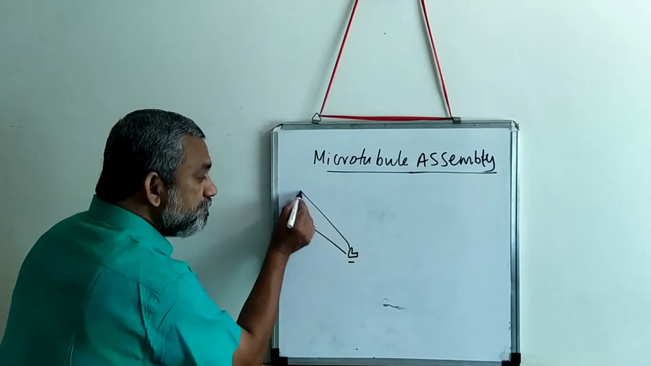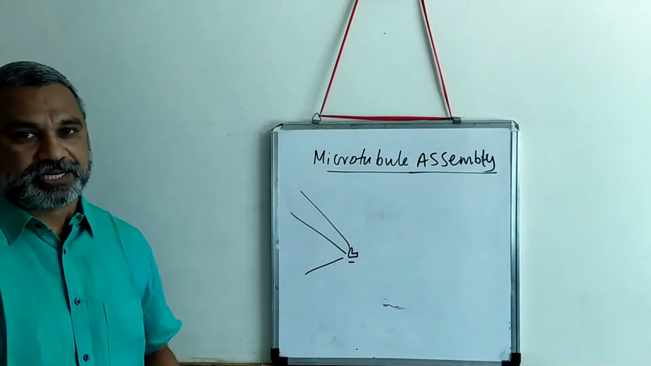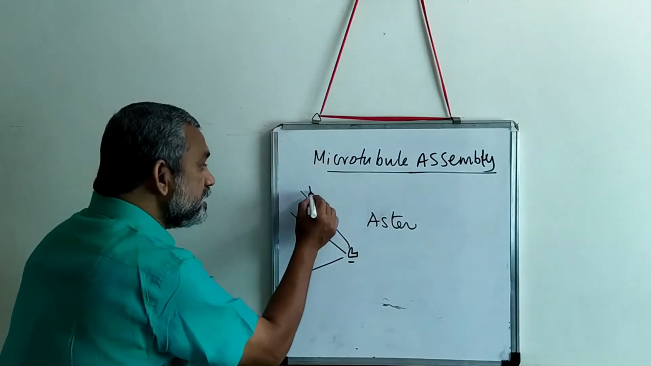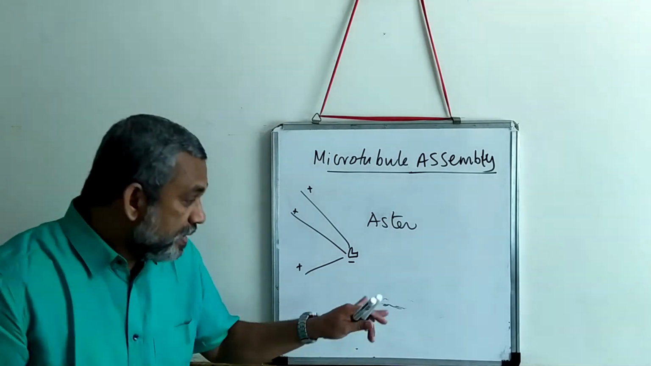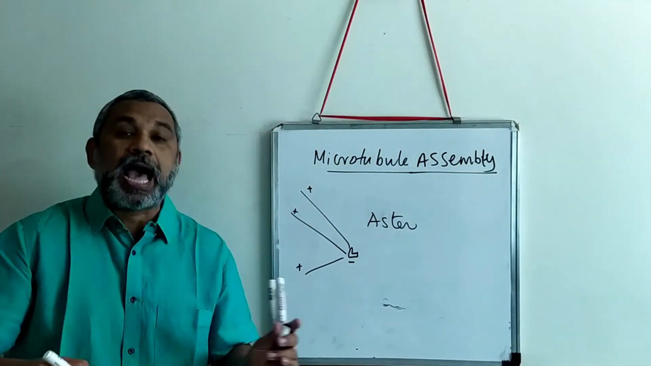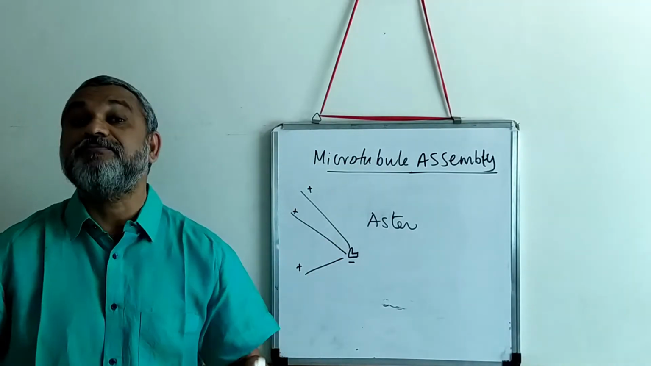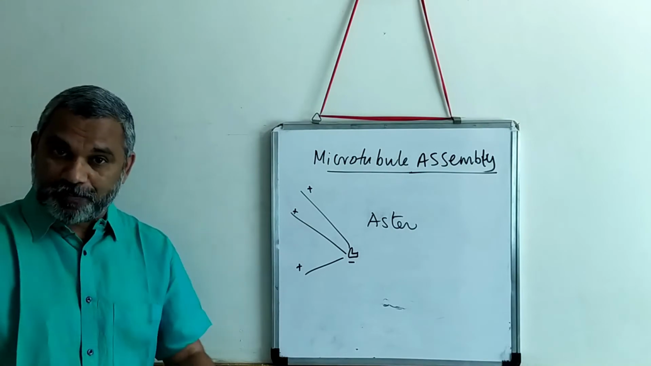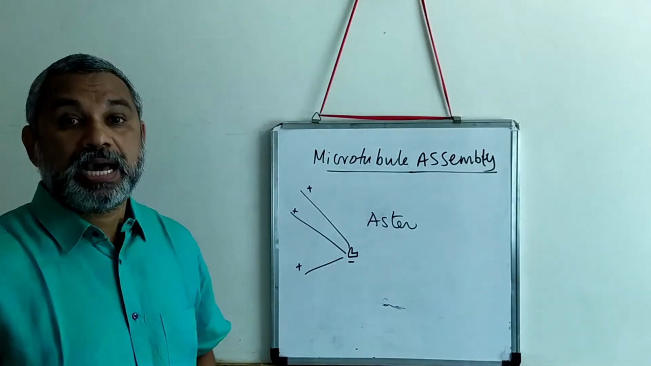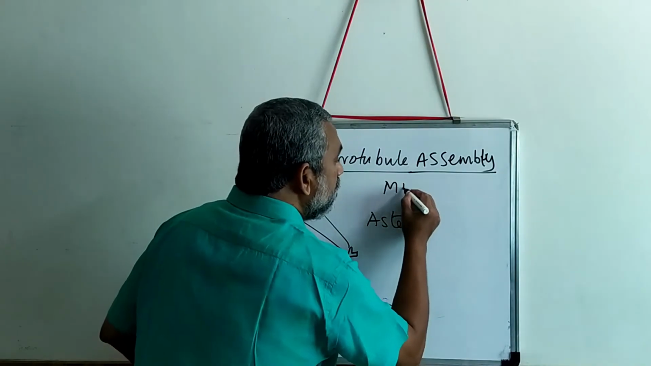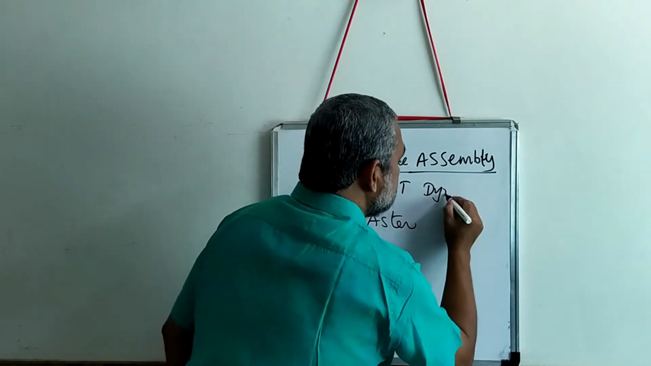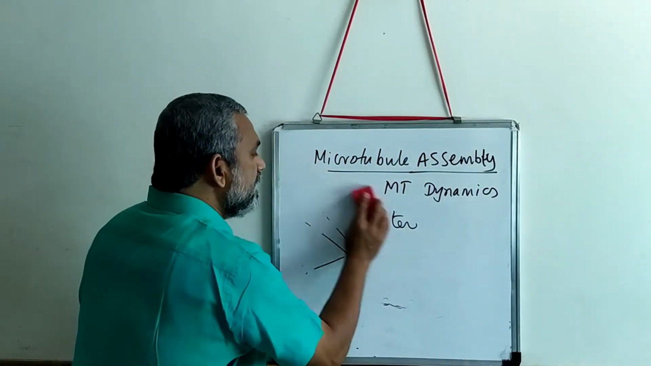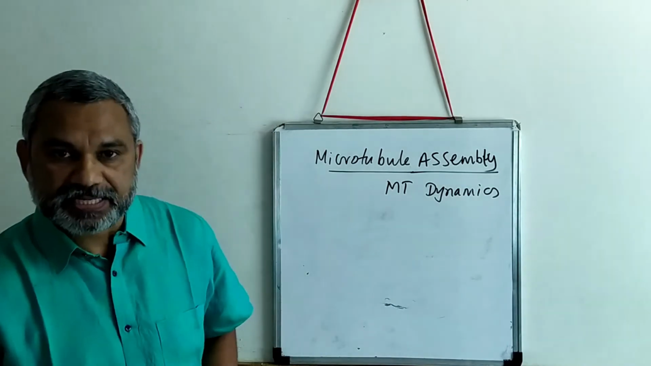So you will see that the plus end grows like a star-kind of structure, which is known as the aster. This will be the plus end. The minus end is in the center and the plus end moves towards the periphery of the cell. That is how the microtubules normally grow. Microtubule assembly is also called microtubule dynamics. So, what exactly is meant by microtubule dynamics?